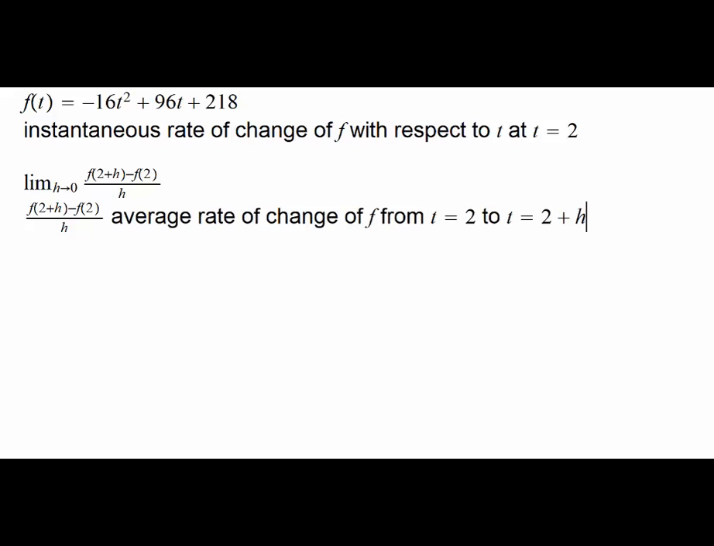which is actually the average rate of change of f from t equals 2 to t equals 2 plus h. So let's take, say, h equals 0.5. Means we will go from where to where? t equals 2 to t equals 2.5.